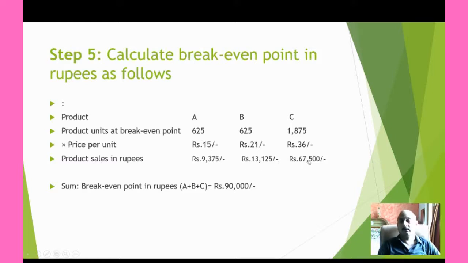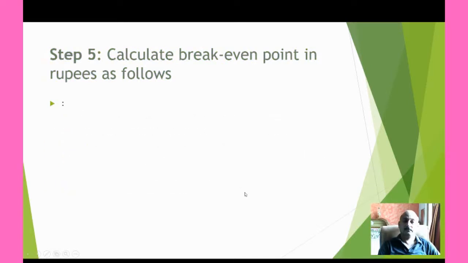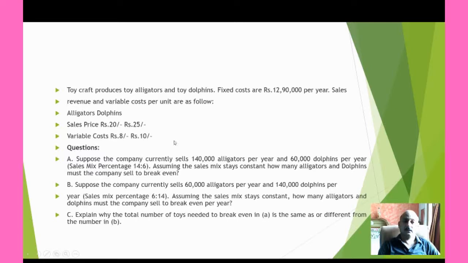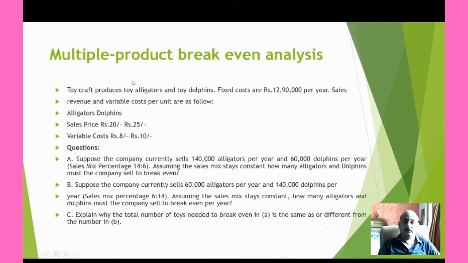Now we will calculate the multiple product break even analysis. Toycraft produces toy alligators and toy dolphins. Fixed costs are rupees 12,90,000 per year, and sales revenue and variable cost per unit are as follows. Alligator and dolphin sales price is rupees 20 and 25. Variable cost is rupees 8 and rupees 10.